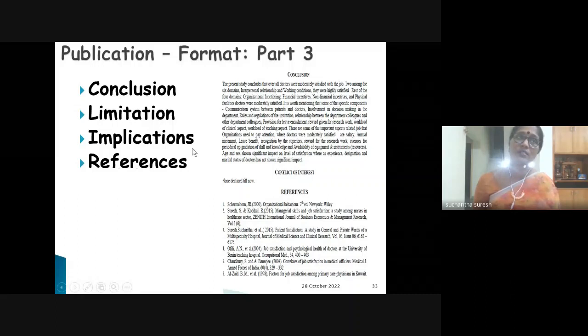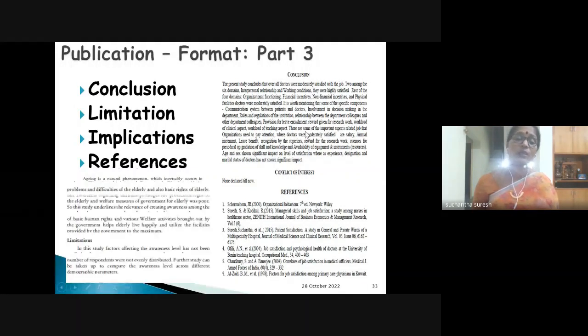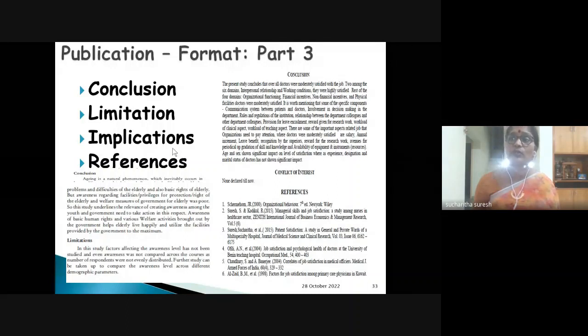Next is implications. What does your study gain, what is the implication of your study? That implication has to be given. In this particular study, the implication is not given separately but along with the conclusion. But some journals will not ask for implications as a side heading, though they will ask when you are filling the box. So along with the conclusion, we might have to give that implication.